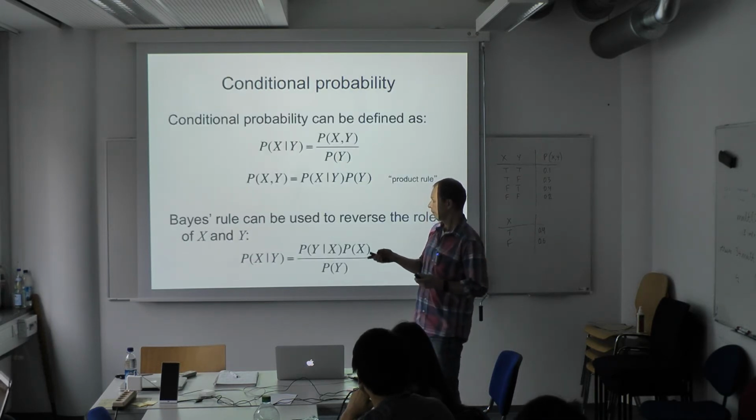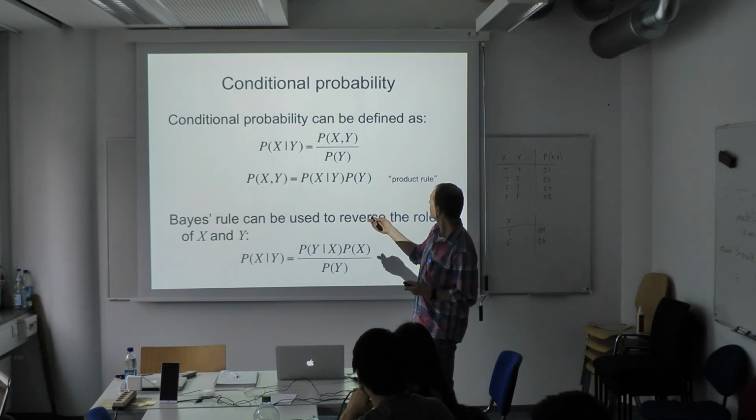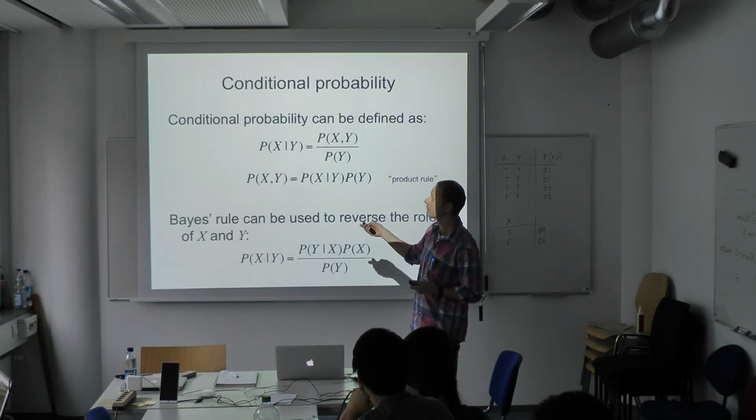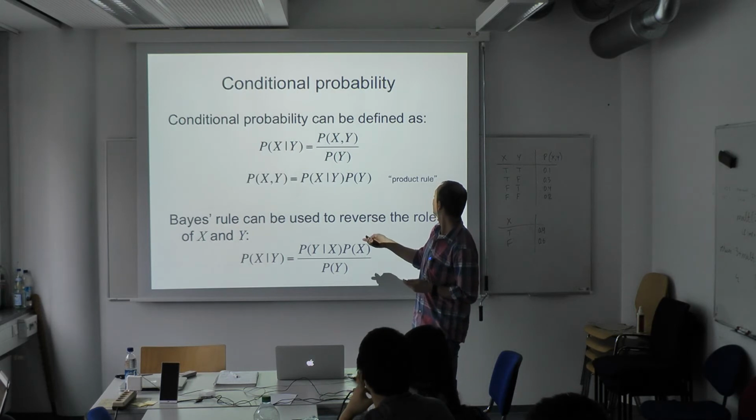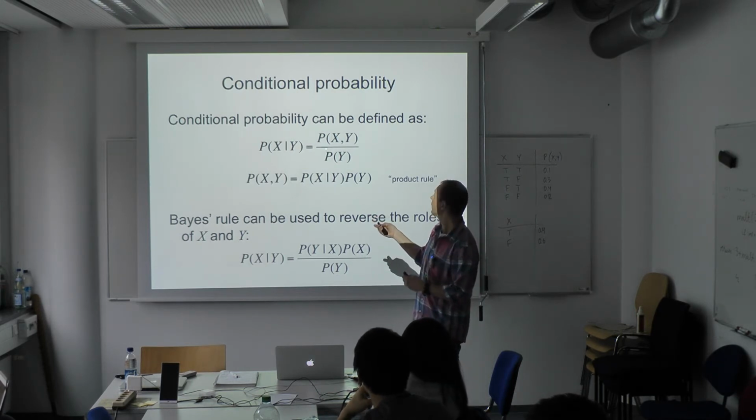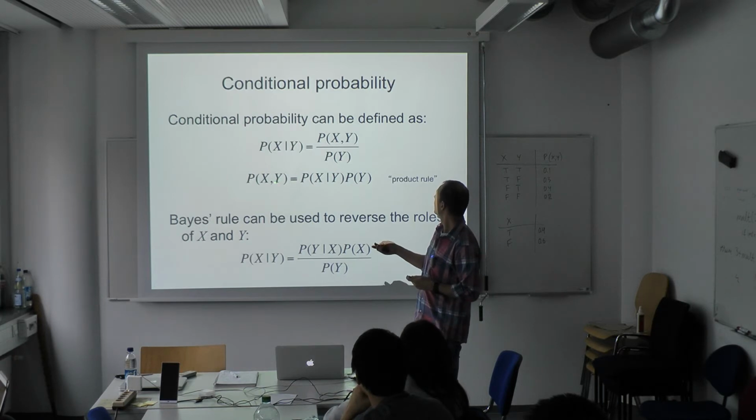And of course, this is the same expression as we saw on the previous slide. And we can just rearrange the expressions here and get this formula, which expresses the joint probability in terms of the conditional probabilities. And this is often referred to as the product rule.